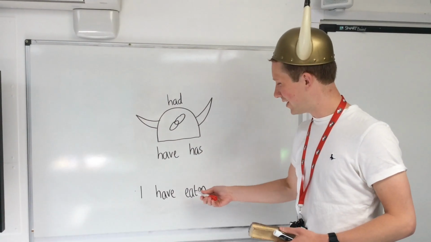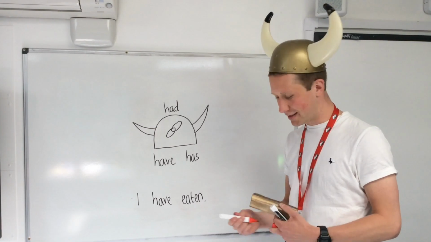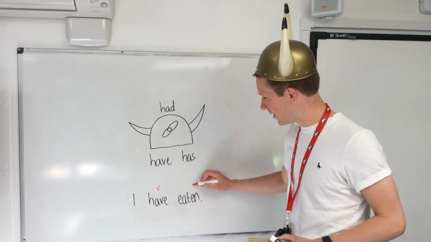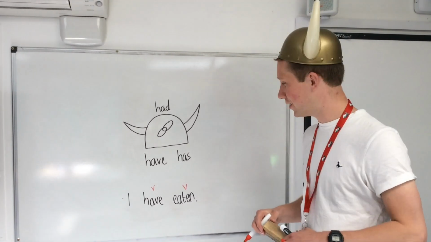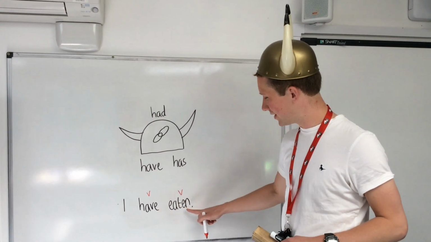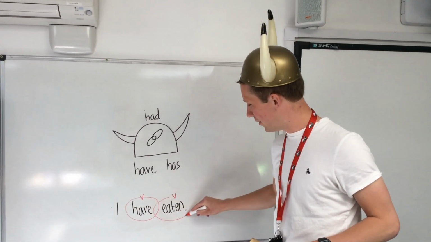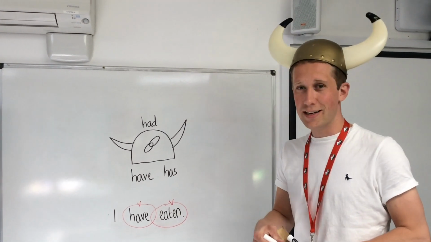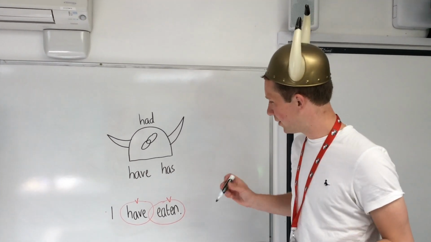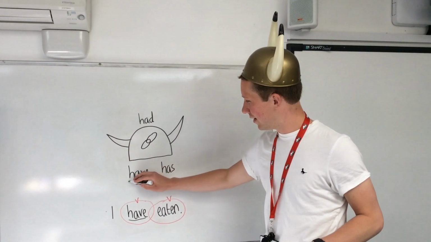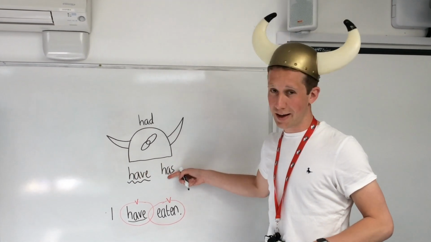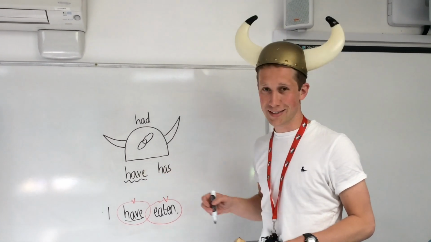Here's an example of a sentence that's written in the present perfect tense, and the first thing to notice is that the sentence has two verbs in it. The first one is the verb have, and the second one is the verb eaten. And this together makes up our verb chain. Now we can tell it's written in the present perfect tense because it uses the verb have, and the verb have appears underneath our hat, and these two verbs are written in the present tense.